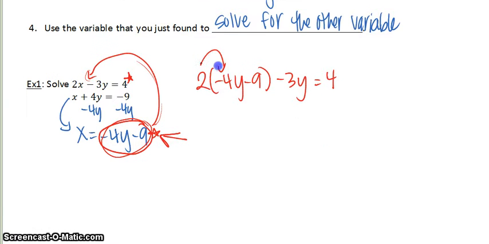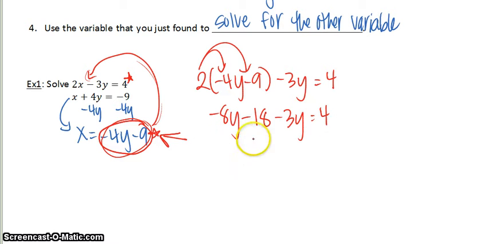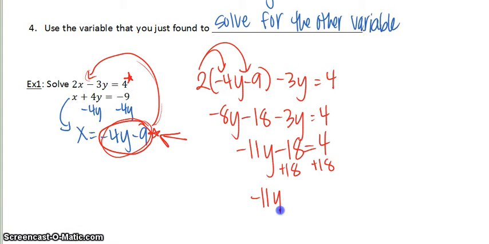So I got to distribute. So that's going to be negative 8y. Distribute, that's going to be negative 18 minus 3y equals 4. I'm going to combine like terms, so negative 8y and negative 3y is negative 11y. And then I'm going to have minus 18 equals 4, add 18. So that will give me negative 11y equals 22.